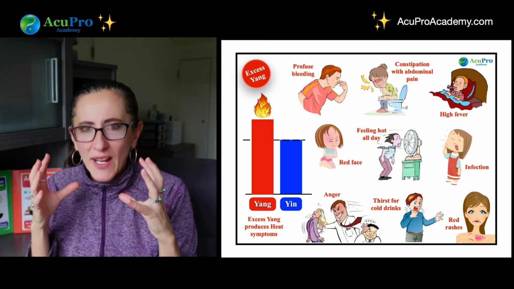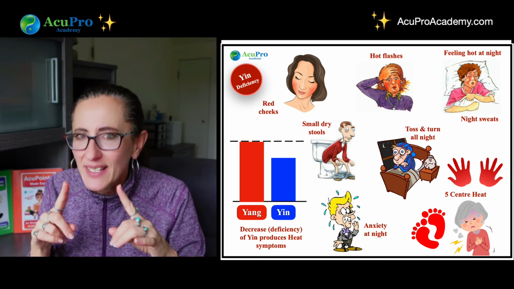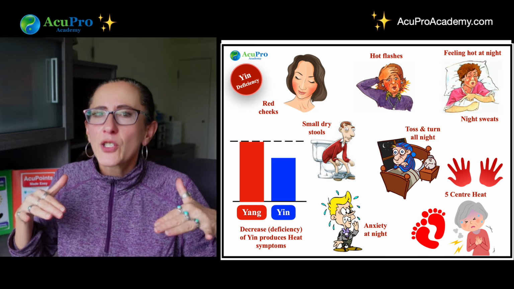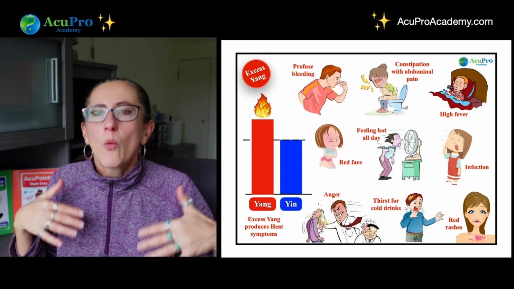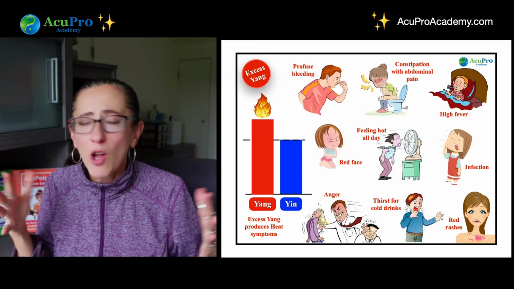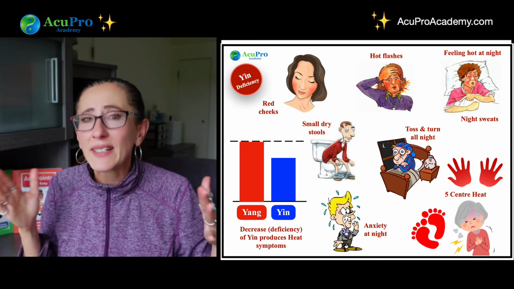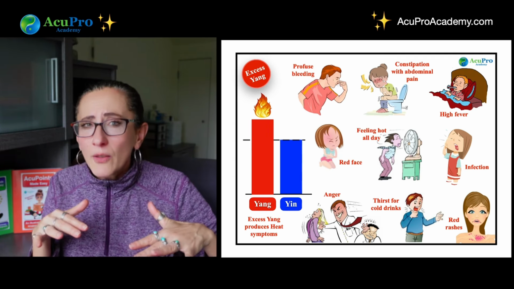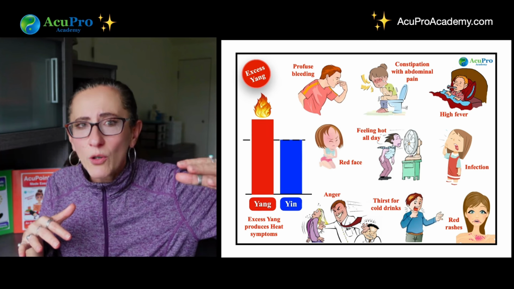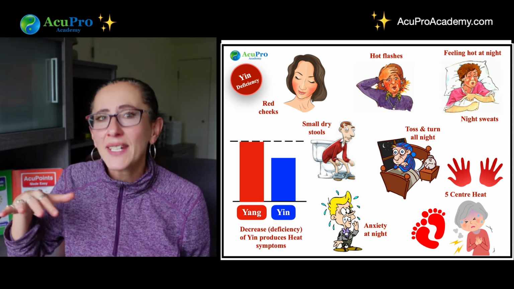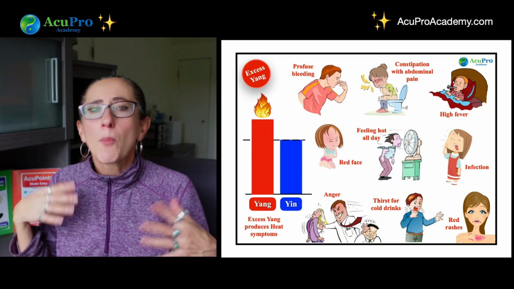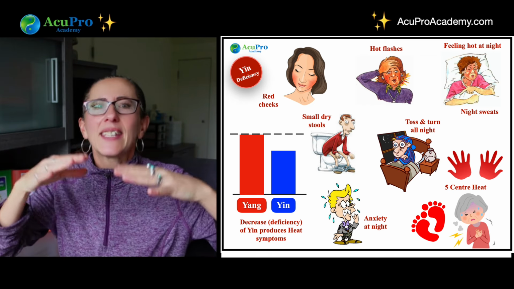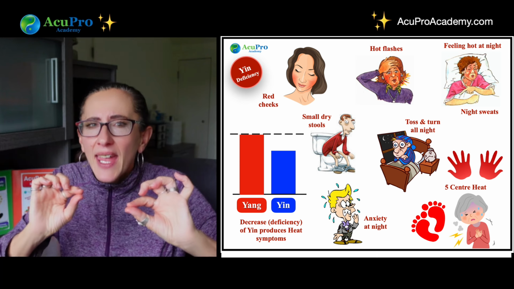Yang excess, red face, yin deficiency, red cheeks. Yang excess, sweating profusely, yin deficiency, just night sweats. When it comes to yang excess, we don't sleep at all. The sleep is completely disturbed. While yin deficiency, we sleep but we wake up, we sleep but we wake up. The tongue for yang excess is red with a yellow coat, and for yin deficiency, it's red without a coat. The pulse for yang excess is rapid, big, large, full, and the yin deficiency pulse is rapid but thin.